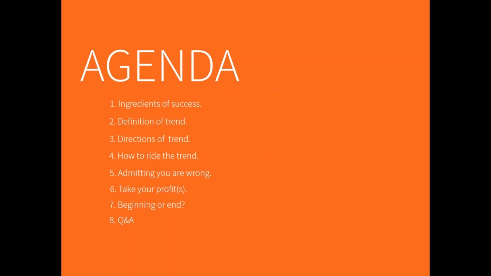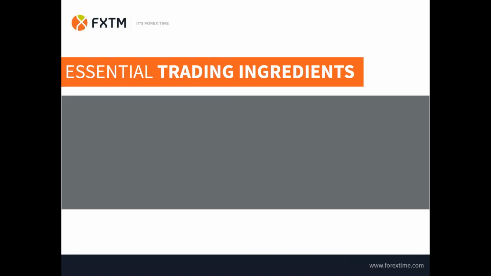Let's go through the agenda for today. We will be discussing, of course, the ingredients of the formula, the parameters of this formula, the definition of a trend, the direction, how to write the trend, and there are occasions where we, as traders, have to admit our mistakes. And I have to point that out because it's very important for our psychology. And then, of course, I'll show you how to take your profit and whether to identify the beginning of a trend or the end of a trend. Of course, throughout the presentation, you're free to post your questions and I will try to answer them as soon as possible. Let's get started.